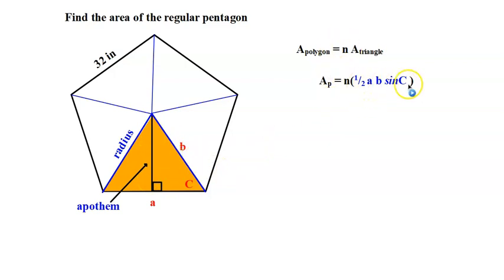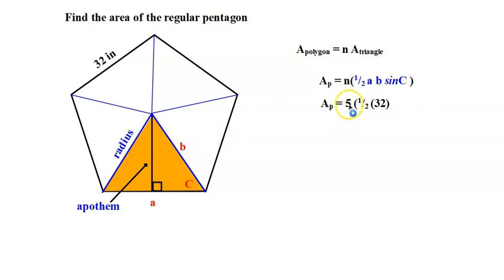I'm going to try and fill in this right here. So n, easy enough. It's a pentagon, it's got 5 sides, times 1/2 times a. Well, a, for this orange triangle down here, that's just the side of the polygon, right? The side of my pentagon, that's 32 inches. So I know a. That's easy enough. B, I don't know B. I'm going to have to work it out.